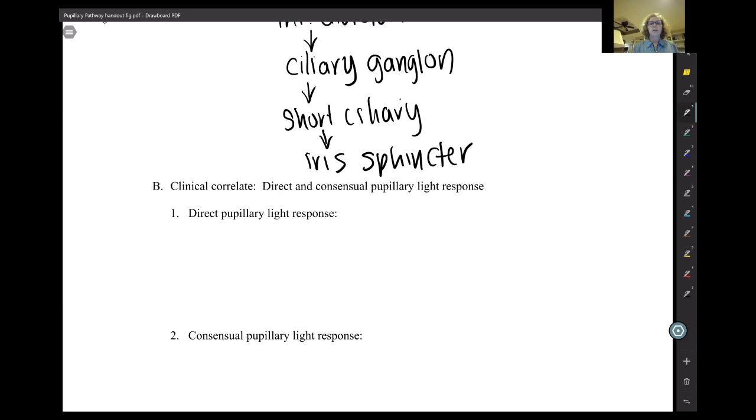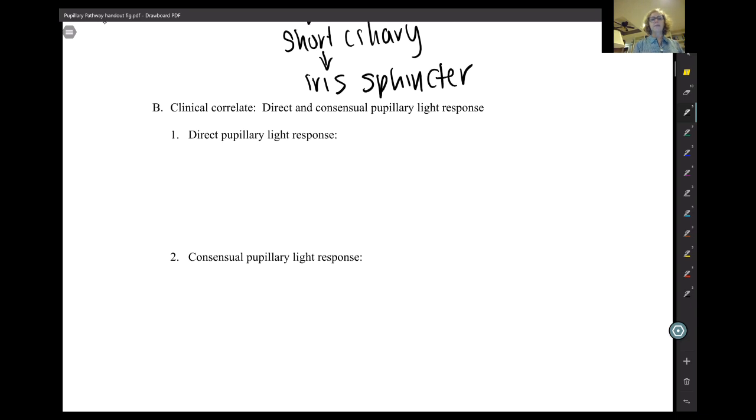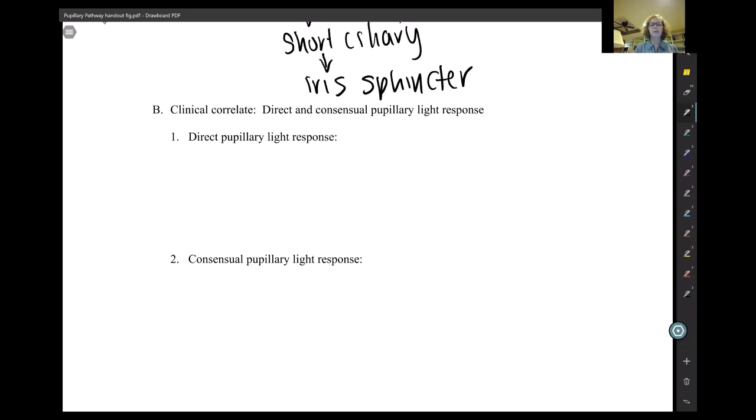Now, as I mentioned, one of the aspects of the anatomical setup of the pupillary fibers is that it allows for both a direct and a consensual pupillary light reflex. So the direct pupillary light reflex is constriction when light is shined in the ipsilateral eye.